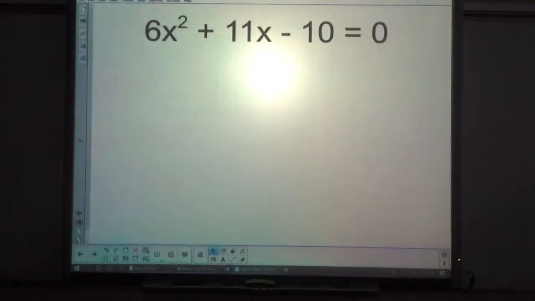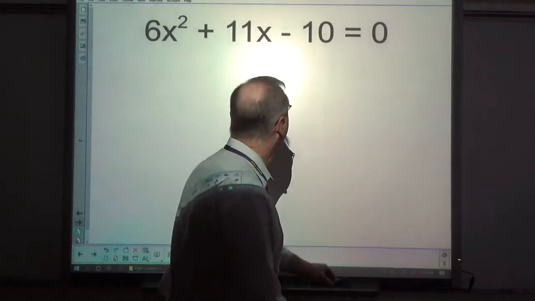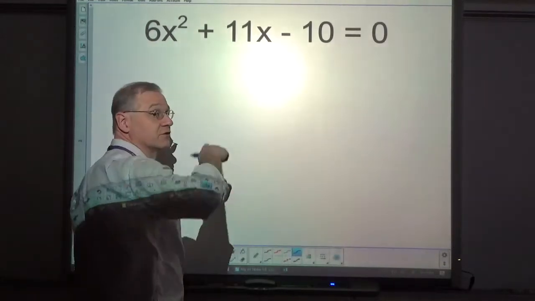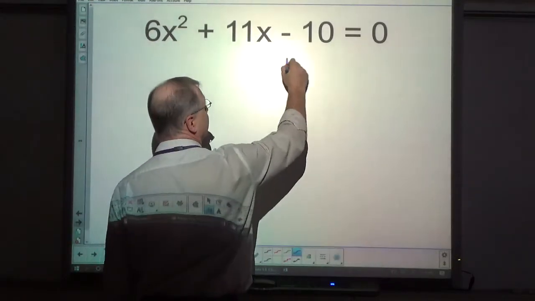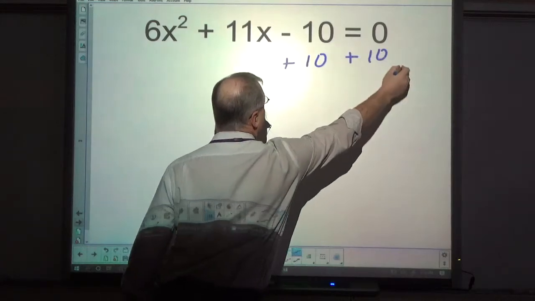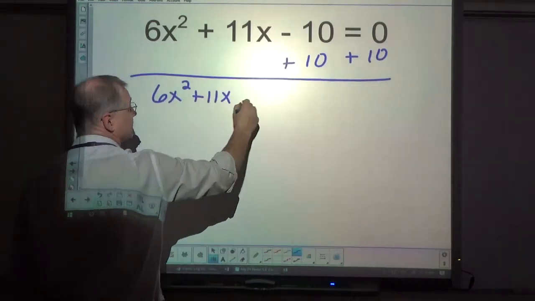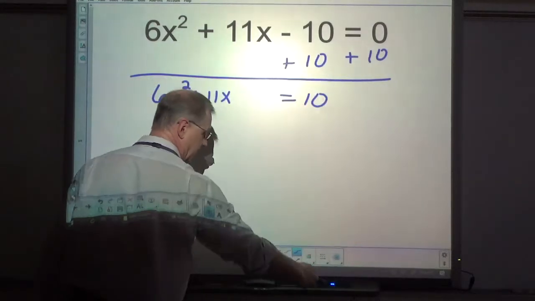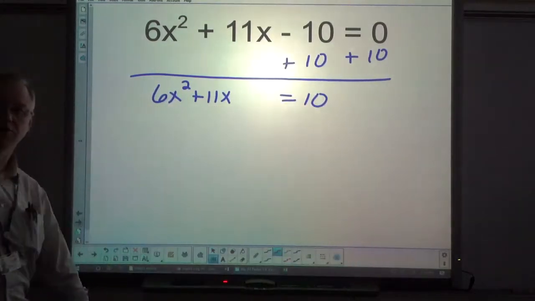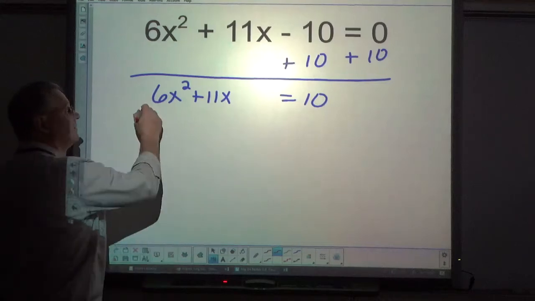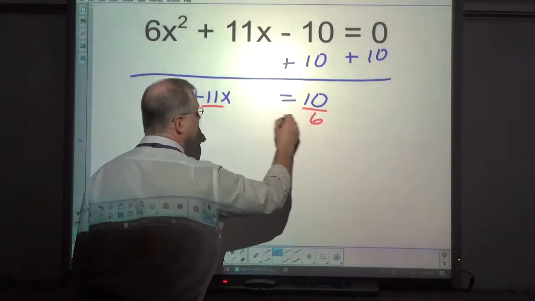And I think this is the last one, but I could be wrong. I'm going to move that over. Well, of course, you're going to do this by yourself. Add 10. 6x squared plus 11x equals 10. And unpause when you do it the rest of the way yourself. Divide everything by 6.